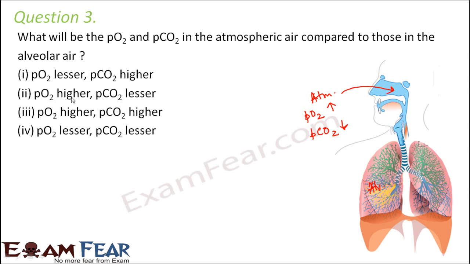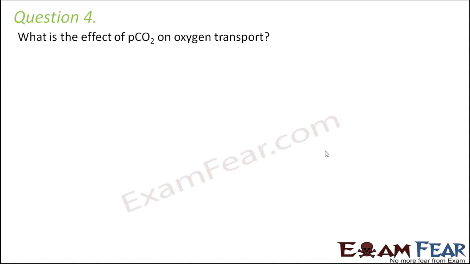So partial pressure of oxygen higher and carbon dioxide lesser. This would be the right option because the movement of these gases occurs as per the pressure gradient. They move from a region of higher pressure towards lower pressure. Next question.